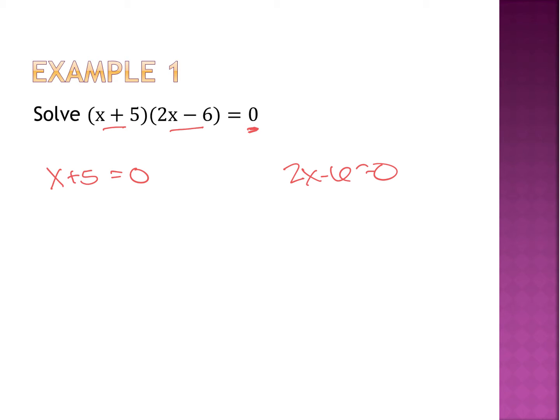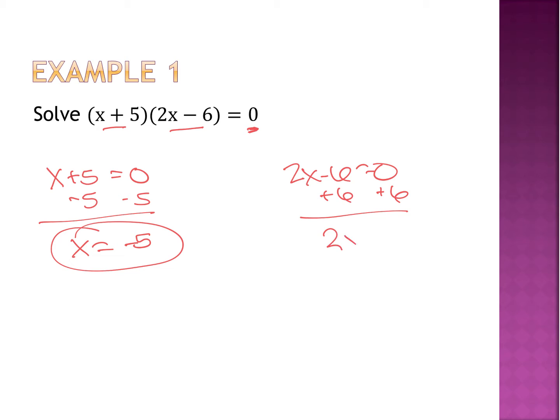So now I essentially have two different paths that I have to travel to get my two different answers. So for the first part here, if I subtract 5 from both sides, I end up with x equals negative 5. And on the other side here, I'm going to add 6 to both sides. So now I have 2x equals 6. I divide both sides by 2, and x then is equal to 3. So my solutions are going to be at x equals negative 5 and x equals 3.